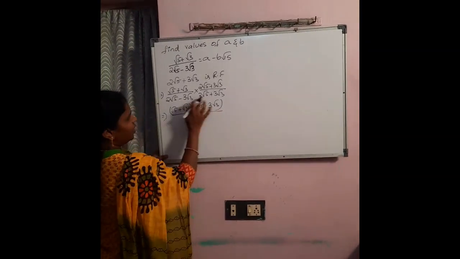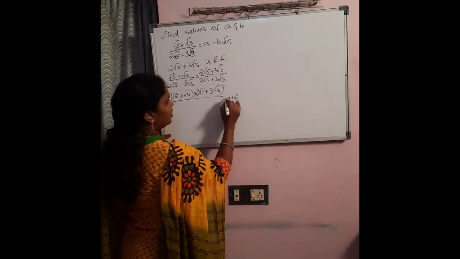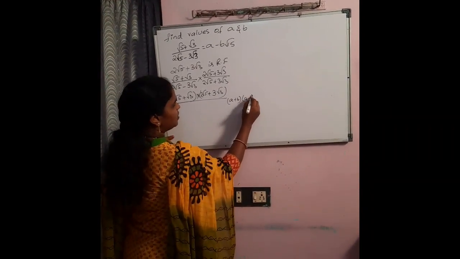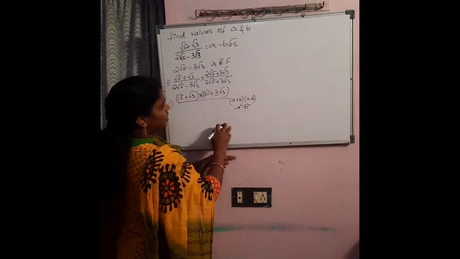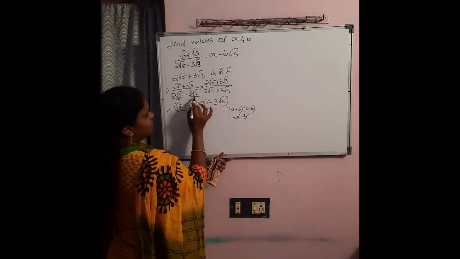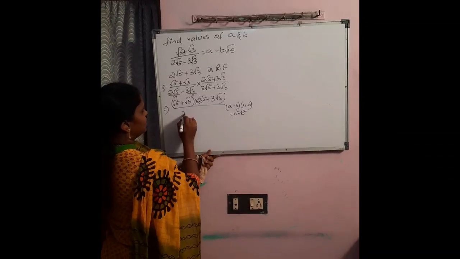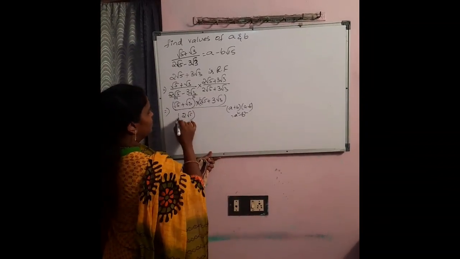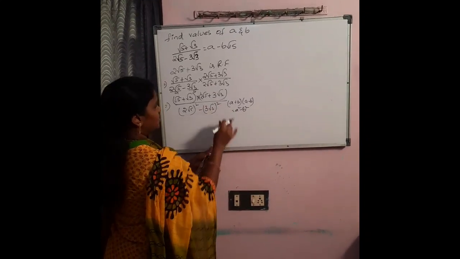by, now if you observe the denominator, it is in the form of a plus b into a minus b. It can be written as a square minus b square. So in the place of a it is 2 root 5 and in the place of b it is 3 root 3. So a square minus b square, 2 root 5 whole square minus 3 root 3 whole square.